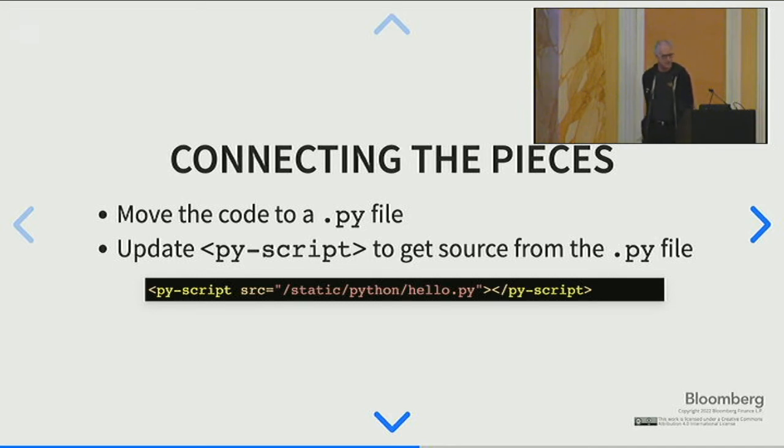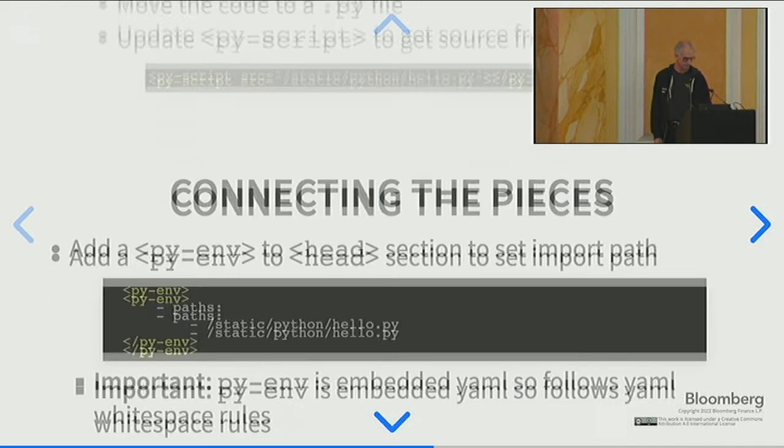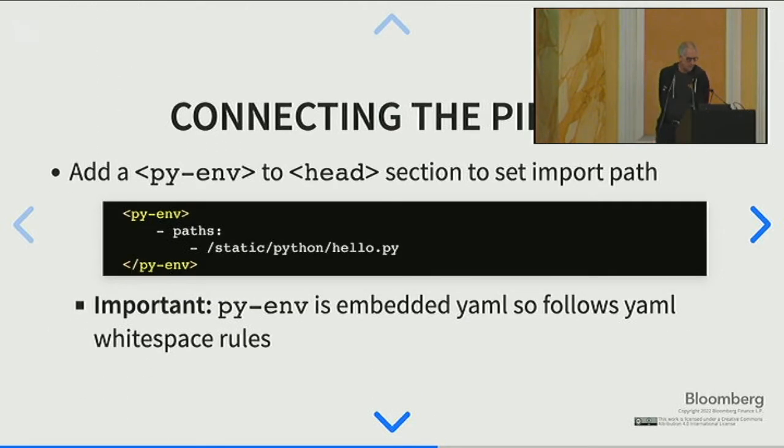So the last piece that we want to do is we had the print hello world that was directly in our HTML, but now let's move that to an independent .py file that is also going to be served by the web server. Because this now lives outside of the HTML, we have to tell where to find it. And so we essentially have to set up an import path so that our module can be found.